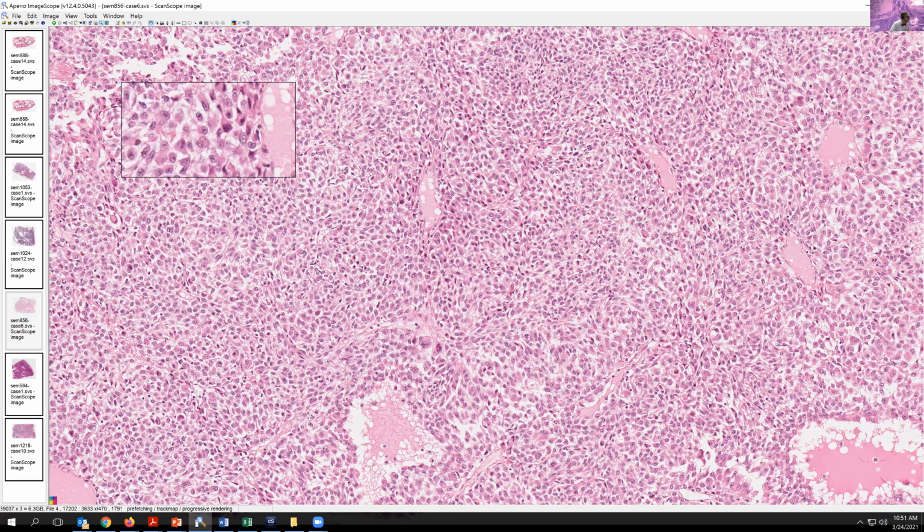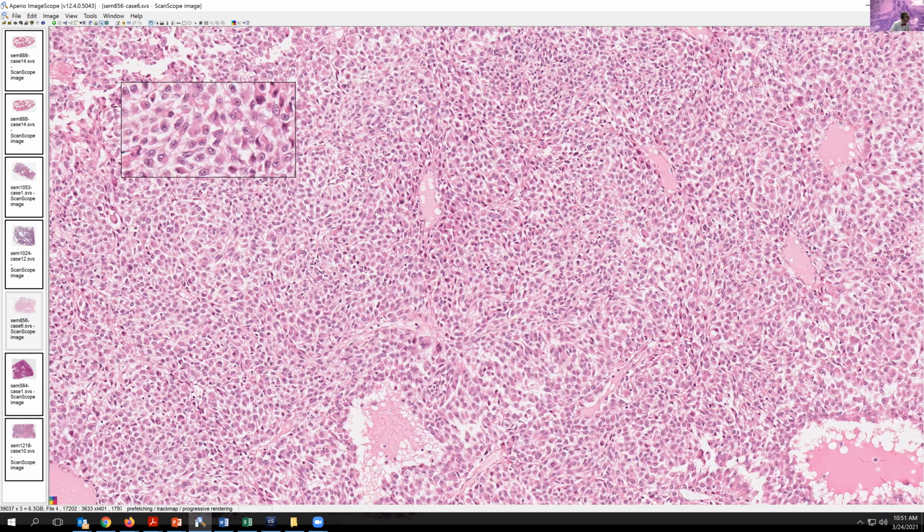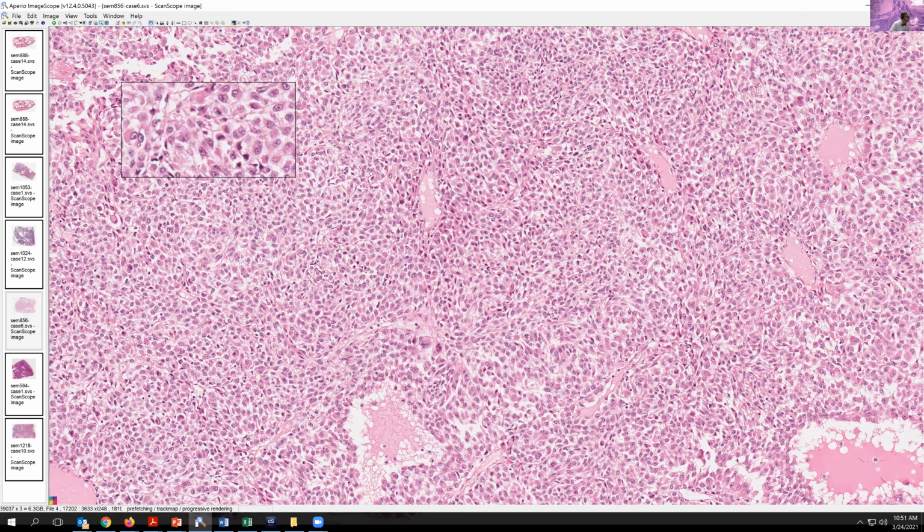You'll notice that many of these cells have a bit of a rhabdoid appearance, and that the nucleus, in contrast to usual juvenile granulosa cell tumor, is not centrally located, but is somewhat peripherally displaced, and that the nuclei have a little bit of a clock face appearance.